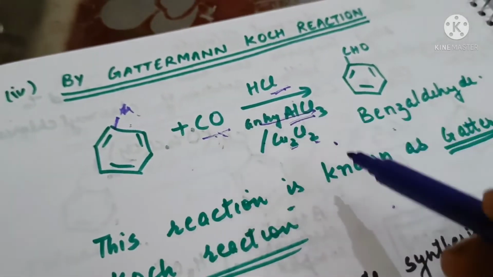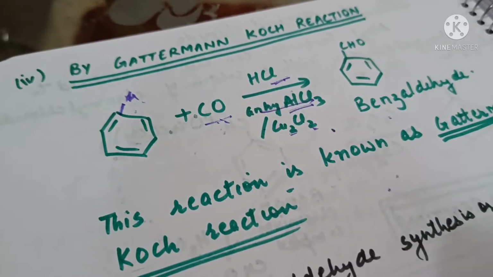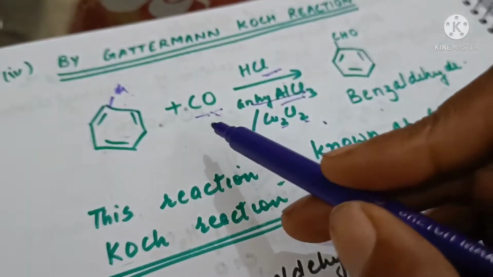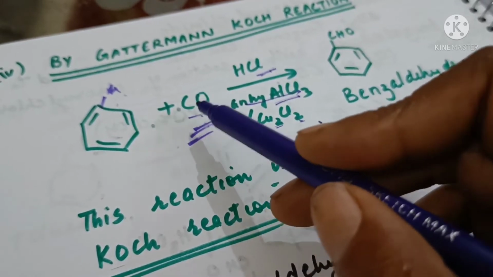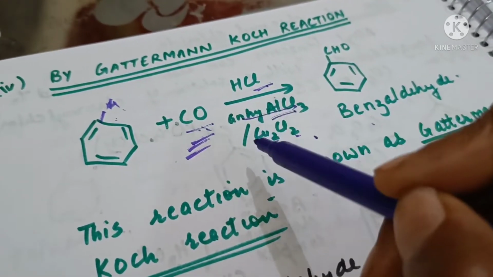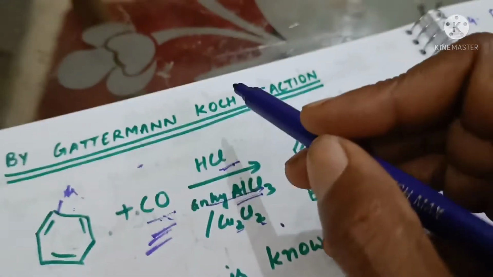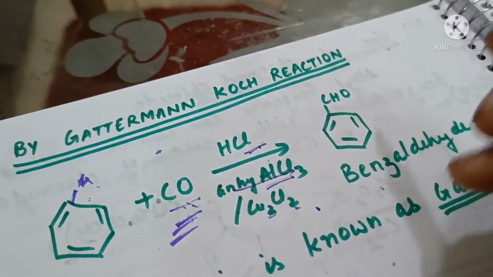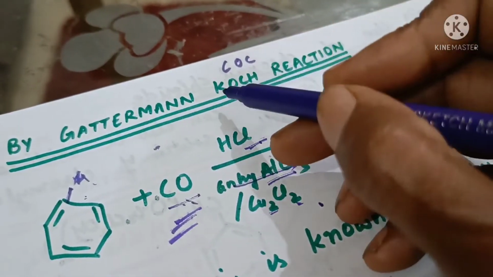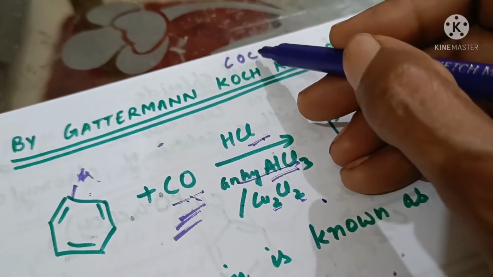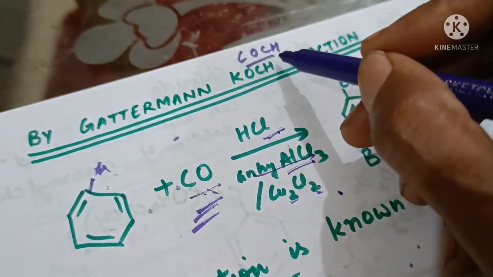Now just to remember, this reaction is known as Gattermann-Koch reaction. So just to remember the reactants used and the product formed, just remember this reaction as Gattermann-Koch aldehyde synthesis reaction, and we will read it as Koch, but we will think CO-CH as Koch.